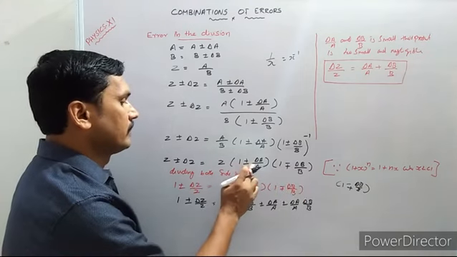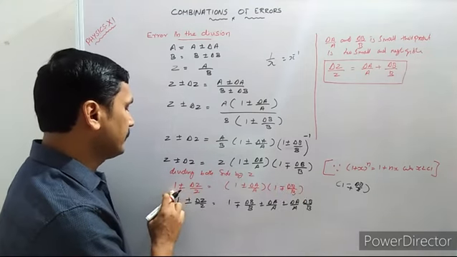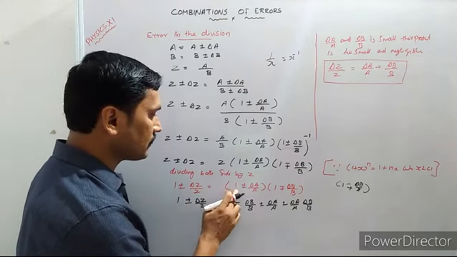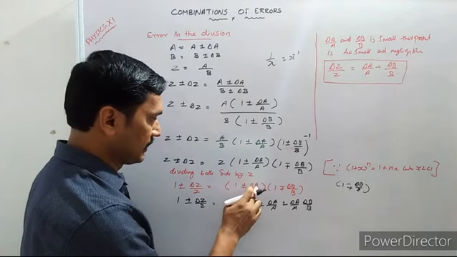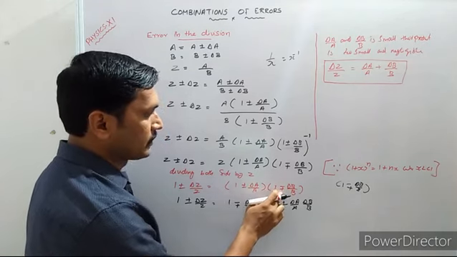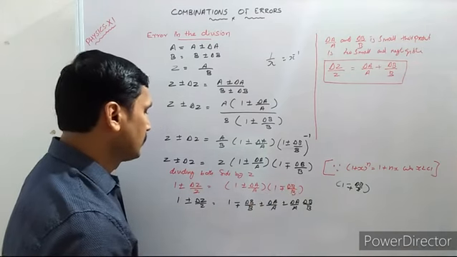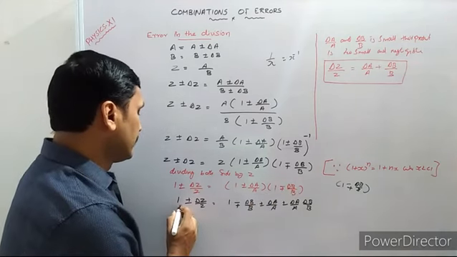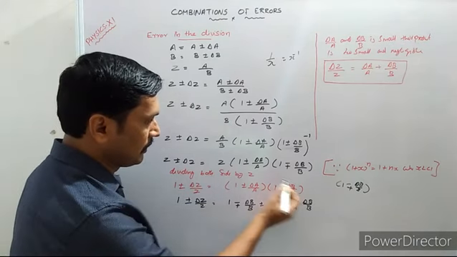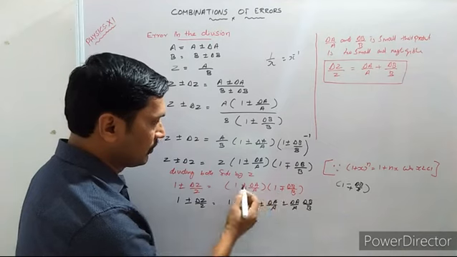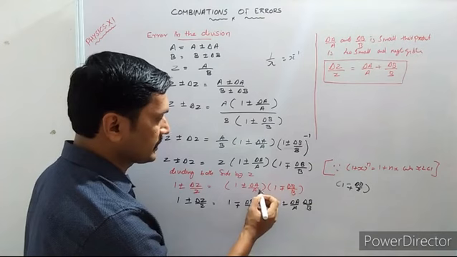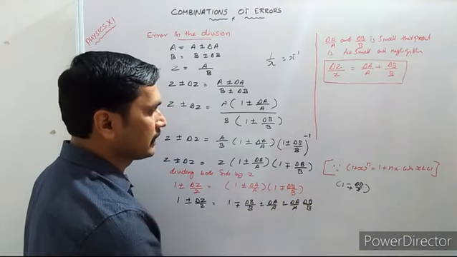Now dividing both sides of this equation by z, you are getting 1 plus or minus delta z by z is equal to 1 plus or minus delta a by a into 1 minus or plus delta b by b. Okay. Then 1 plus or minus delta z by z is equal to, multiplying this, 1 into 1, 1 into delta b by b, delta a by a, plus delta a by a into delta b by b.